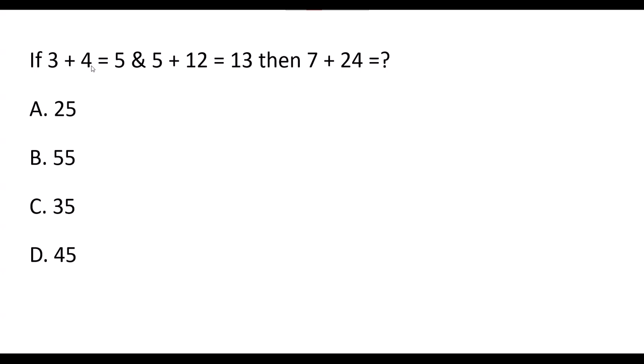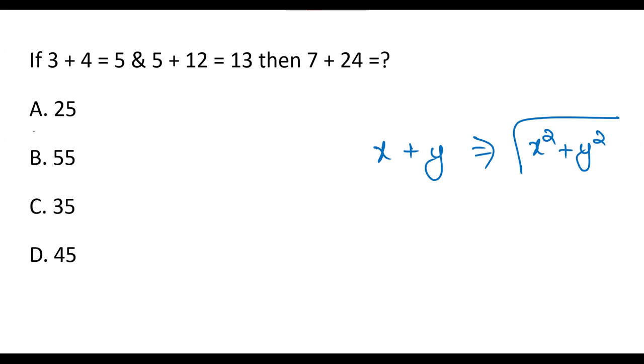So here 3 plus 4 is 5. Here plus means not addition. They are doing some operation that we should decode. It's like x plus y means, as per this question, we have to do squaring and then adding and then square root of that. So root of x square plus y square, which is 25. Root of 3 square plus 4 square is 5. Root of 5 square plus 2 square is 30. So square root of 7 square plus 24 square.